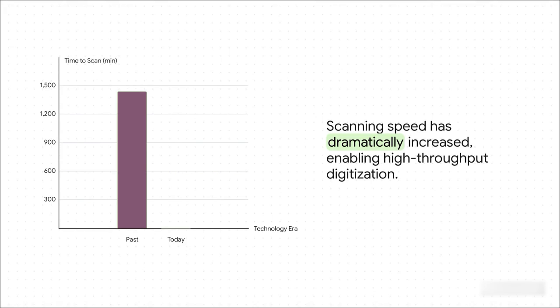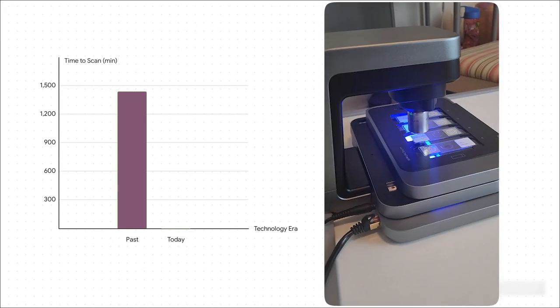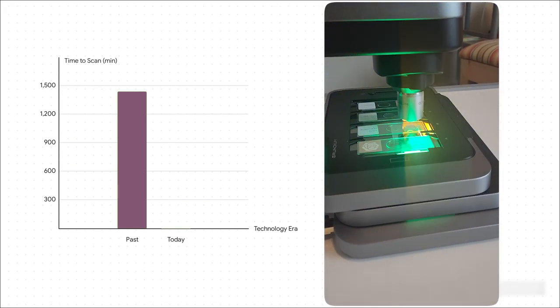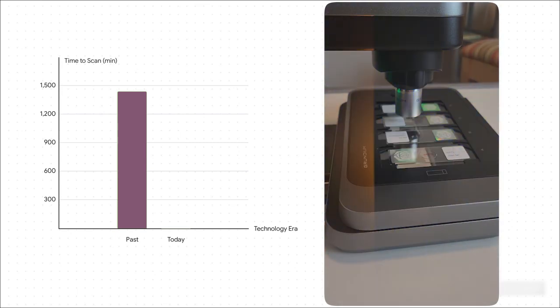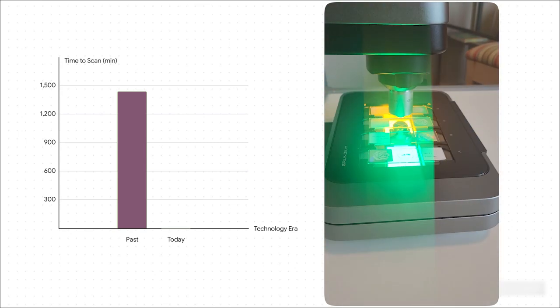And the key to making this whole thing possible is just an incredible leap in speed. In the early days, scanning a single slide could take up to 24 hours. Today, modern scanners can capture that same insane level of detail in as little as 30 seconds. That's the leap that makes a fully digital lab possible.